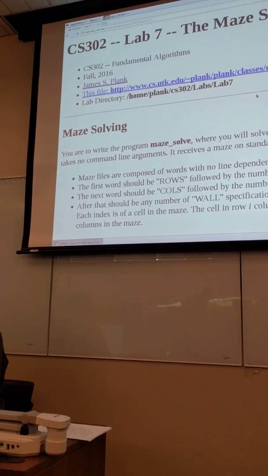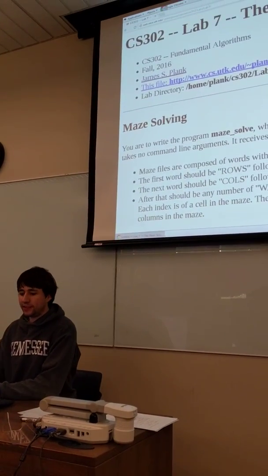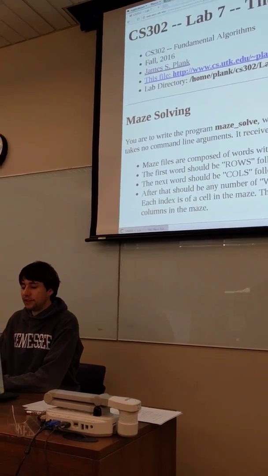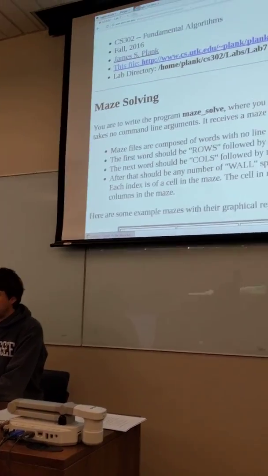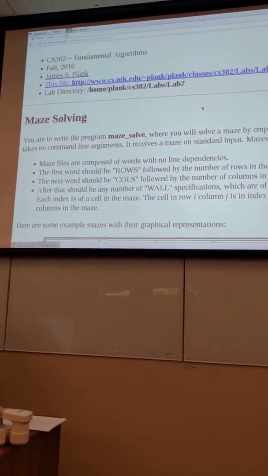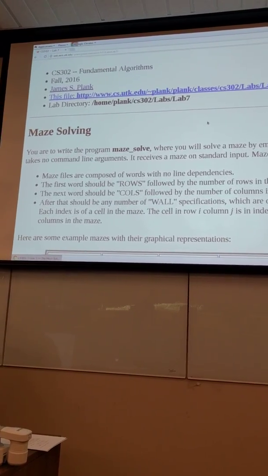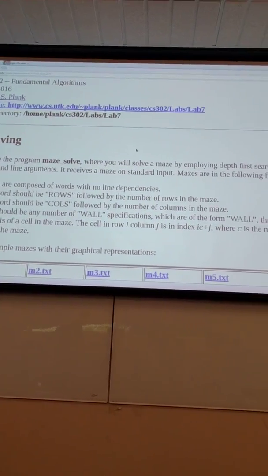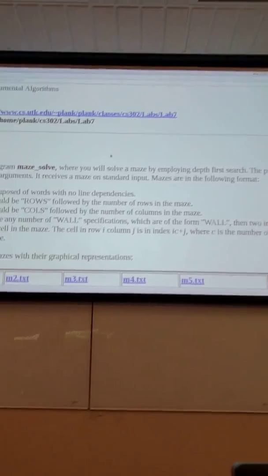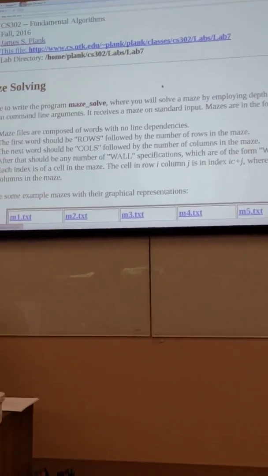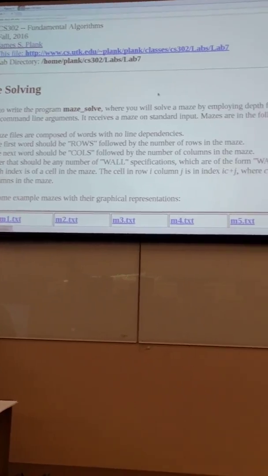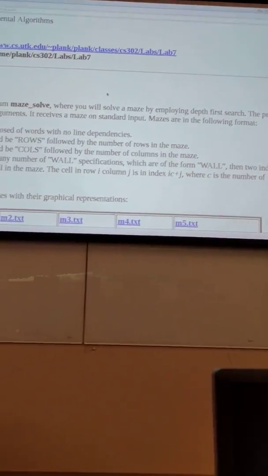To lab 7. This lab is called the maze solver. In this lab, you're going to be writing the program mazesolve, and its goal is to solve a maze that's supplied to it on standard input. So the program you're writing doesn't have any command line arguments. The maze will be sent in on standard input, and the maze will be defined in the following format.